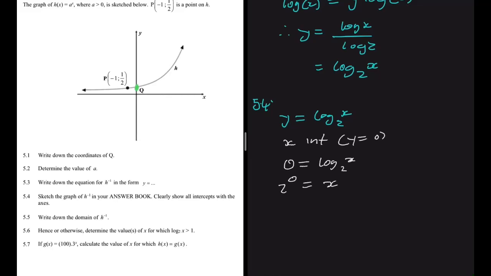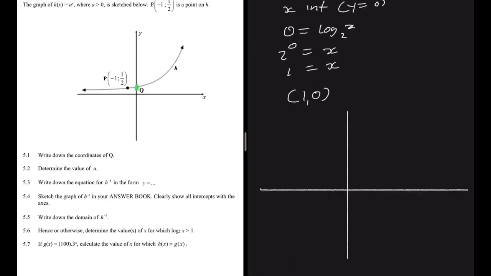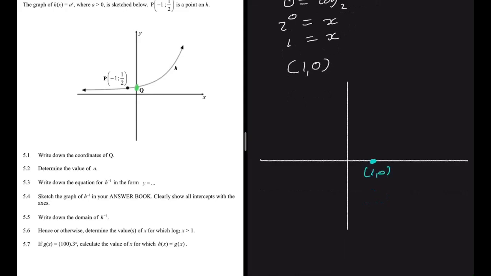And what did we say? Any number to the power 0 is 1, right? So this is where we have our x-intercept. The x value is 1 and the y value is 0, right? So now we can go ahead and sketch our graph. Somewhere here we're going to have our x-intercept. So there we go. We're essentially done, right? We just need to sketch our graph. So it's supposed to look something like this, right? And then this is the y-axis and this is the x-axis.